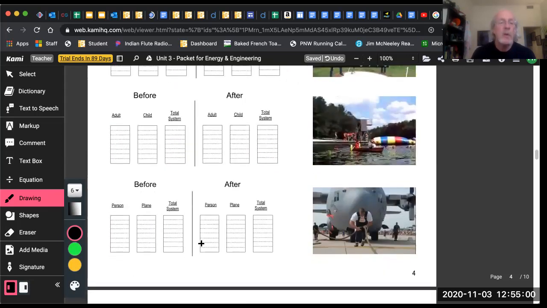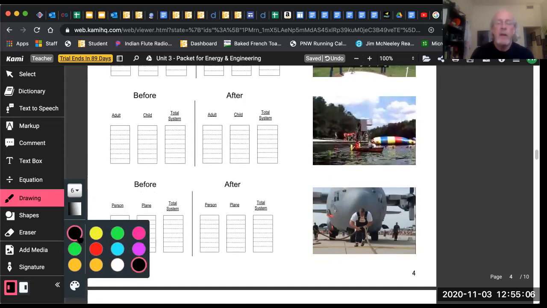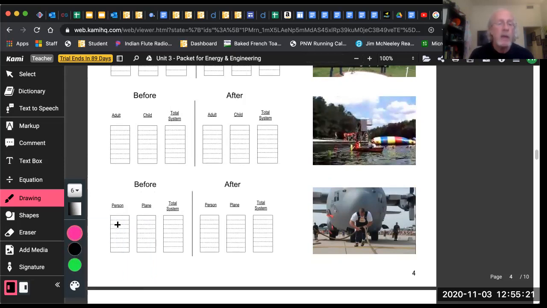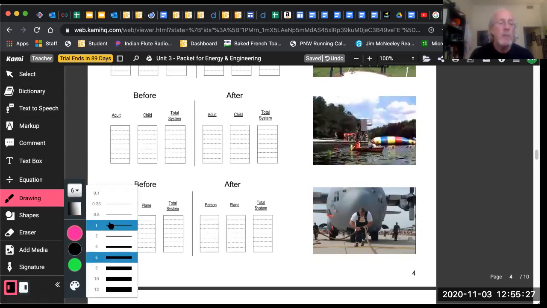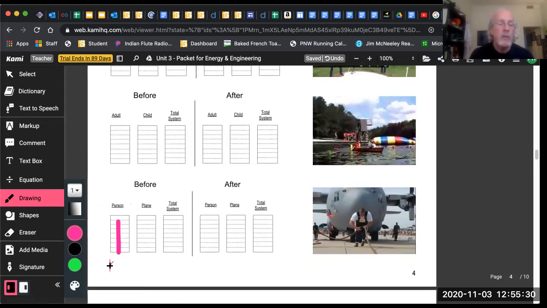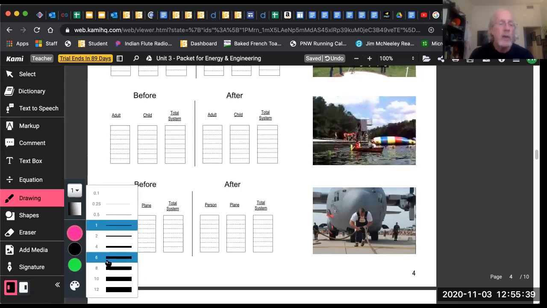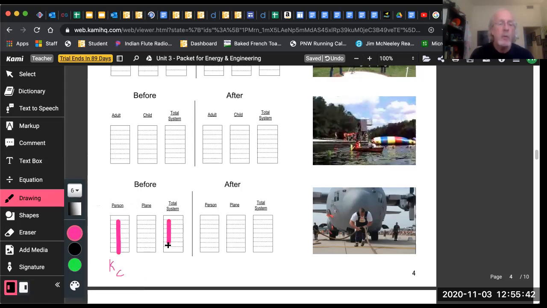I'm going to do the last one here. We have this guy and he is pulling a massive airplane. There's no potential, they're not up in the air. Initially there's no kinetic, and there's no thermal because nothing's going on. So where's all the energy? I'm going to put it in pink because it is all chemical energy within his body. There's no energy in the plane, but our total energy is still where it was right there.